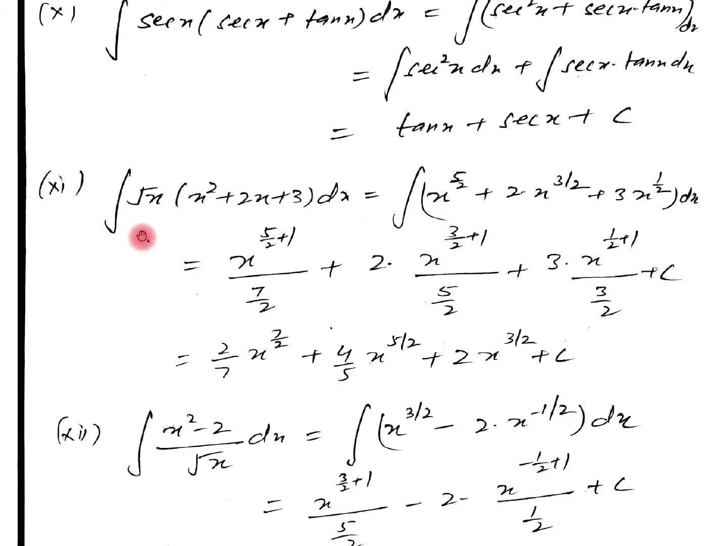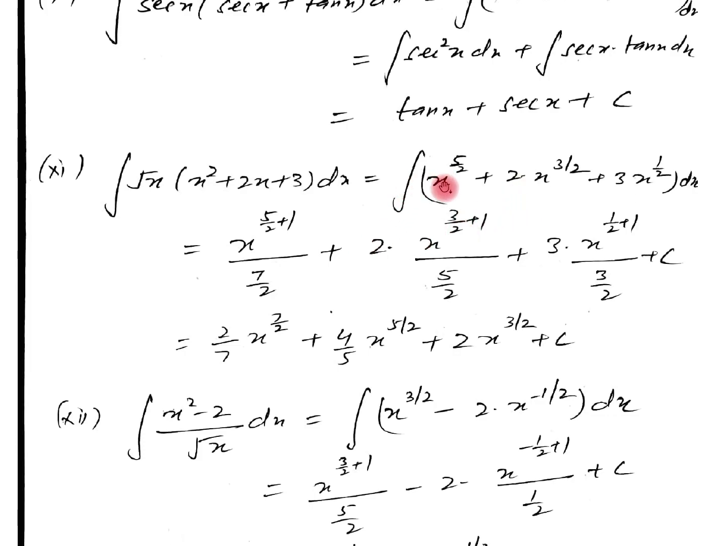Now see the integral of under root x into x square plus 2x plus 3 dx. Now first we should multiply and collect the power. So this can be written as what? x raised to power 5 by 2, because 2 plus 1 by 2 is 5 by 2, plus 2 into x raised to power 3 by 2 plus 3 into x raised to power 1 by 2 dx. First we open the bracket and then we can separate the function and integrate one by one.